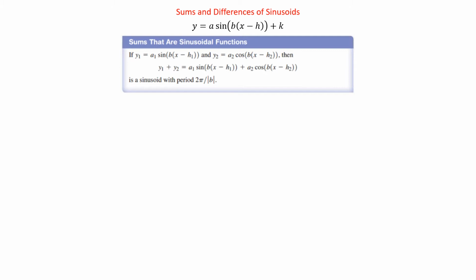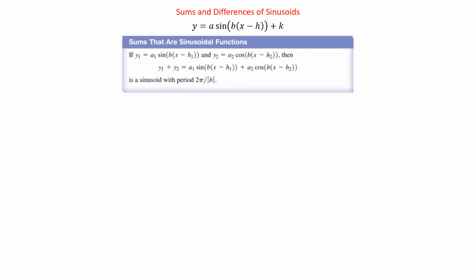So the sums that are sinusoids says if y1 equals a1 sine of b times x minus h1 and y2 equals a2 times cosine of b times x minus h2, then the sum equals a1 sine b x minus h1 plus a2 cosine b x minus h2. And the period is 2 pi over b. Now, there's a lot going on here. What is important? What is not important?